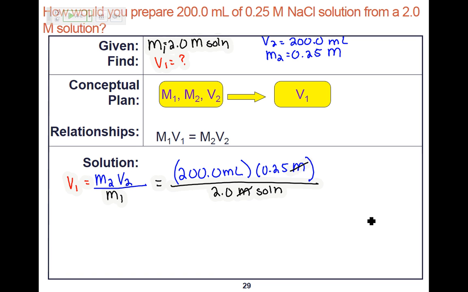My moles cancel, my molarity, moles per liter, is on both the top and the bottom, so that cancels out. So I'll be left with milliliters. So when I do this calculation, I find that my V1 is, let's see where I have this written down. Here it is: 25 milliliters. And of course, 2 significant figures, because this is only in 2 significant figures.